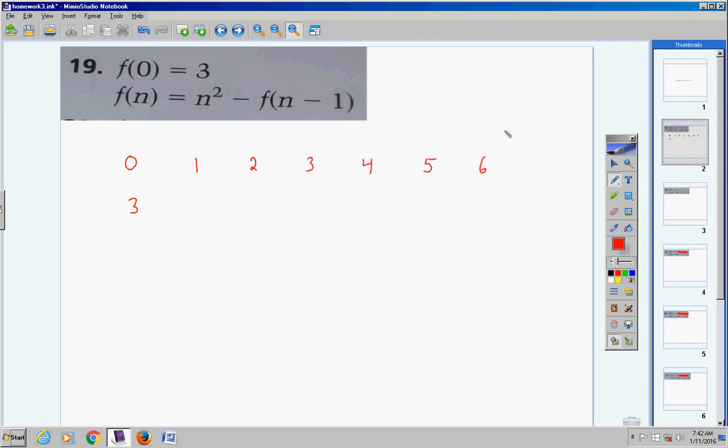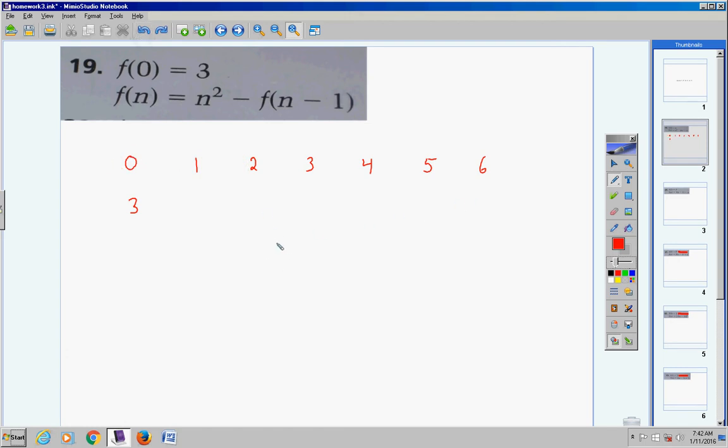Now, how did I know to stop here? Because the directions said to find the first 7 values. And I have 1, 2, 3, 4, 5, 6, 7 values, okay? So I'm going to find the first 7 values by taking these numbers. All of these are really f of 0, f of 1, f of 2. I'm just not going to write the letter f over and over, okay?